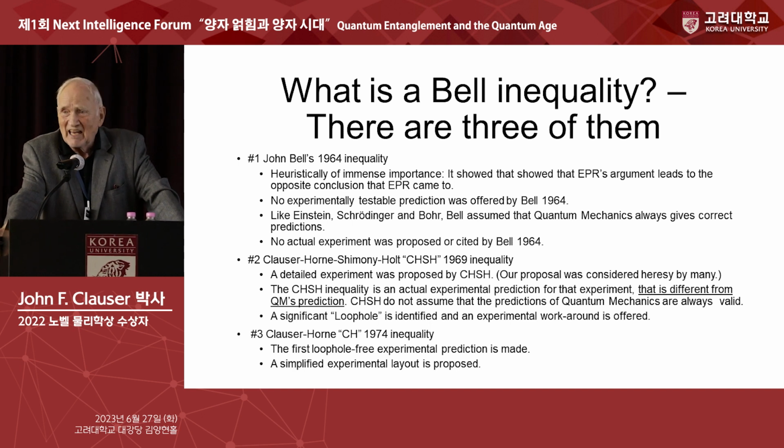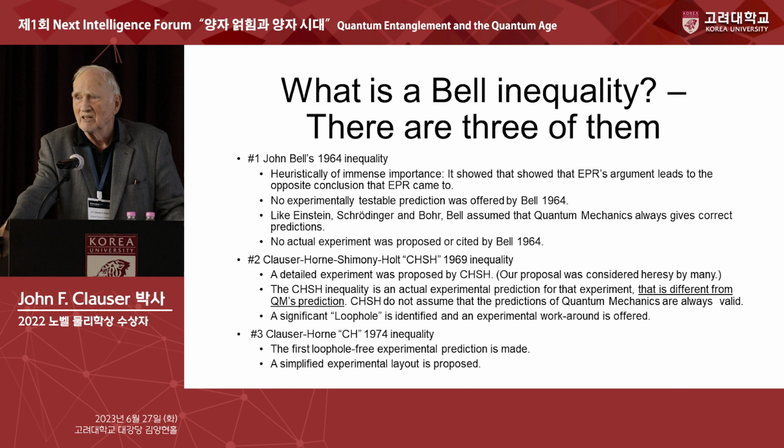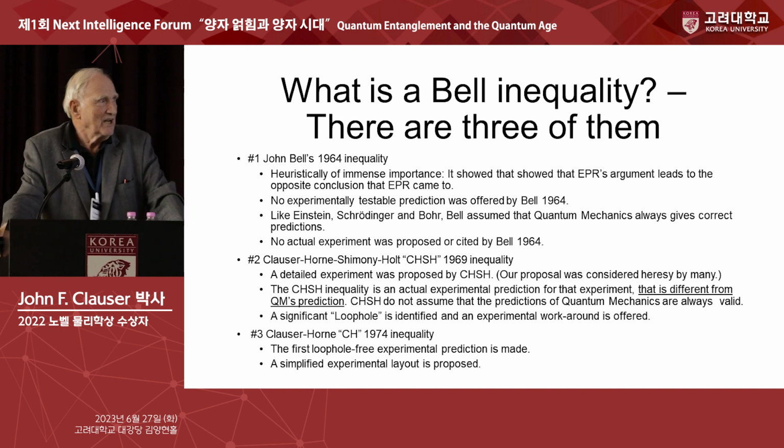That is, this also changed the quantum mechanical prediction. They wanted to put hidden variables in to explain the correlation. In fact, if you put hidden variables in, you couldn't have the correct correlation. But like everybody else at that point, Einstein, Schrodinger, Bohr, Bell assumed, well, of course, quantum mechanics always gives the correct predictions. So no experiment was performed.